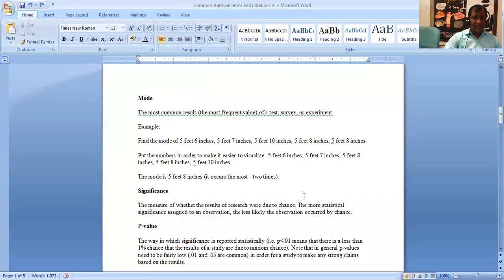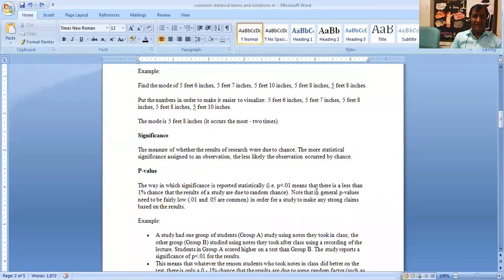The third most important terminology is mode. The most common result, the most frequent value of the test, survey or experiment, that is the mode.